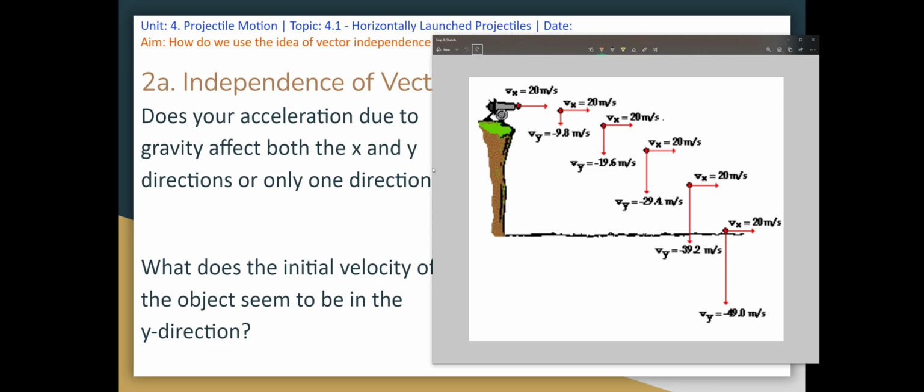Well, if my horizontal velocity is constant, there is no acceleration here. Whereas in the y direction, clearly you have an acceleration. Clearly your velocity is changing as your object falls down. So my acceleration due to gravity really only acts in the y direction. You can see that my y velocity is the only velocity that's changing, my vertical velocity.